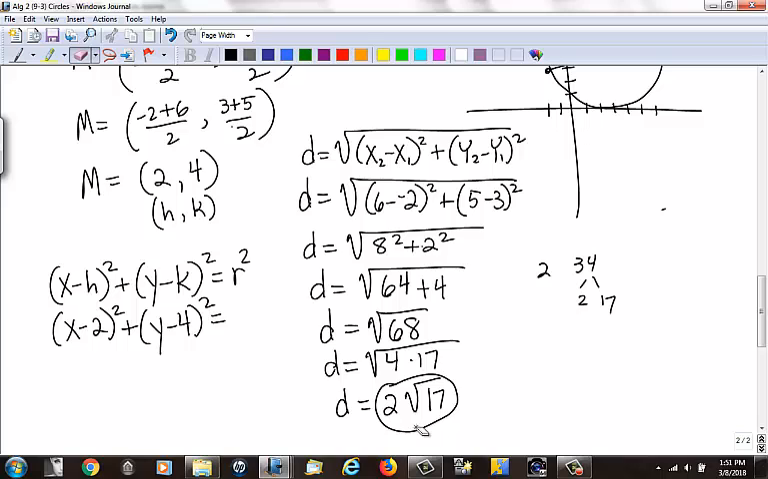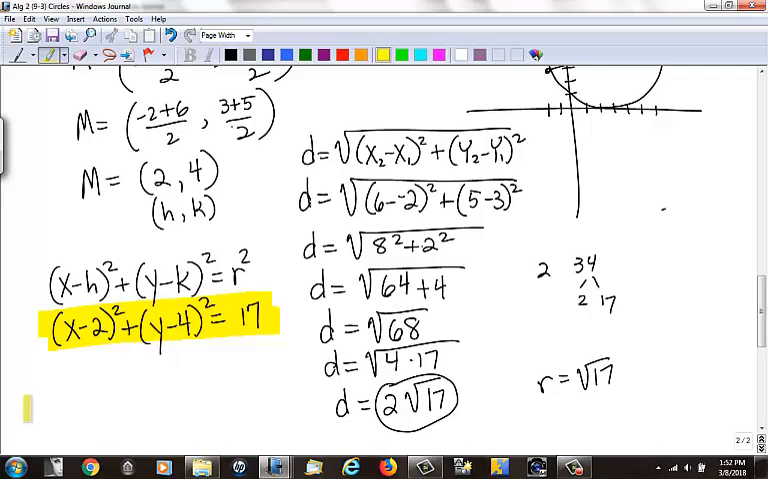Okay, so the distance, this is the diameter down here. So that's the whole diameter, right? And we want the radius. So divide by 2, so the radius is radical 17. So the radius squared would be 17. There we go. Oh, I'm glad we corrected that. Okay, so that's your final.